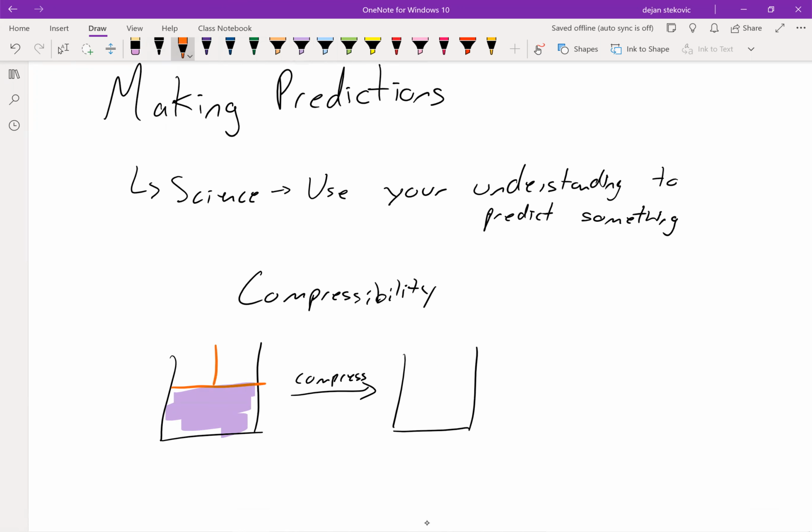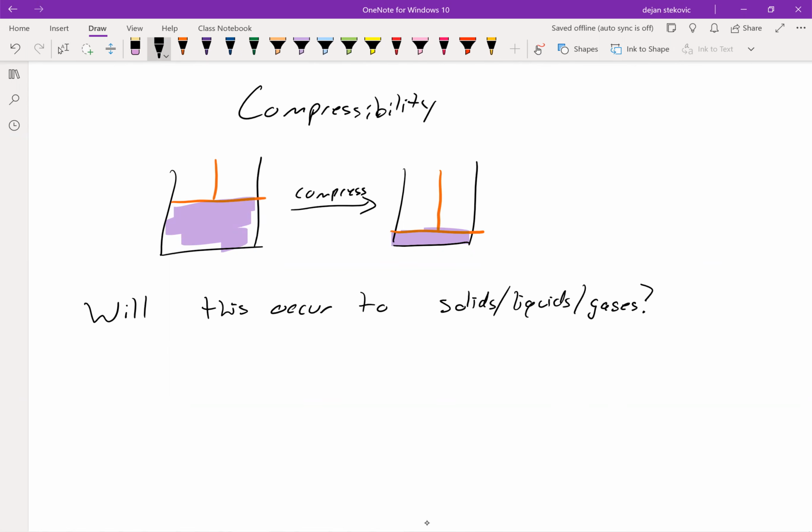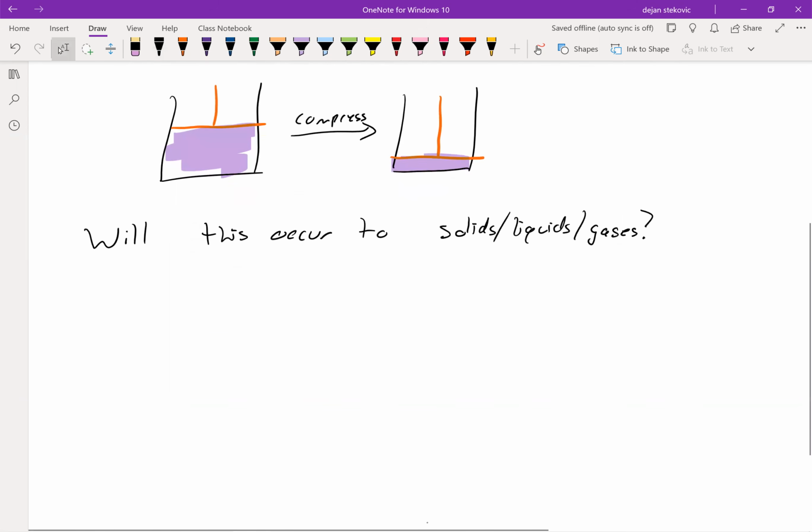So in this case, what we're going to say happens is that the compound uses up less room, right? As we press it, now it uses up less room. So the question here is, will this occur to solids, liquids, and/or gases, right? Which one of these three phases or how many of these phases will be compressible, right? So what we want to think about is what's going on here. We're going from more volume to less volume.